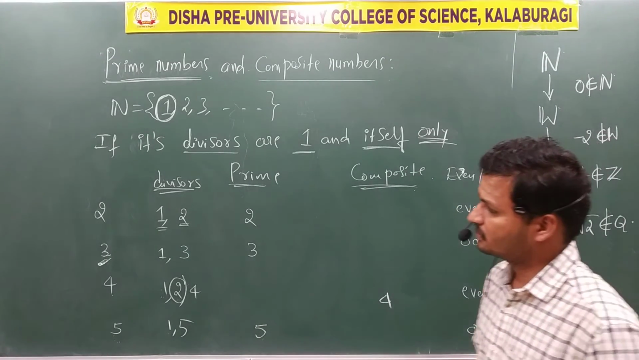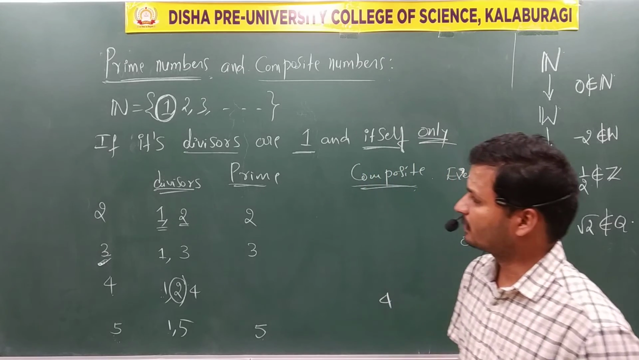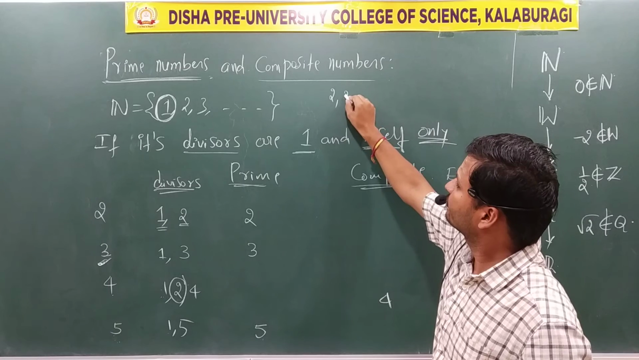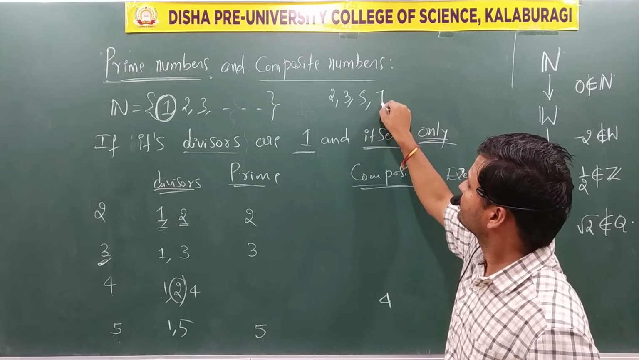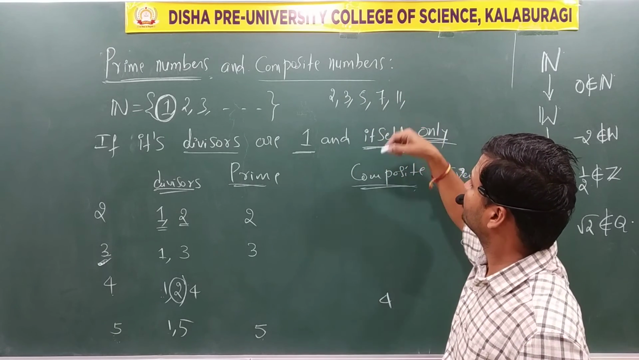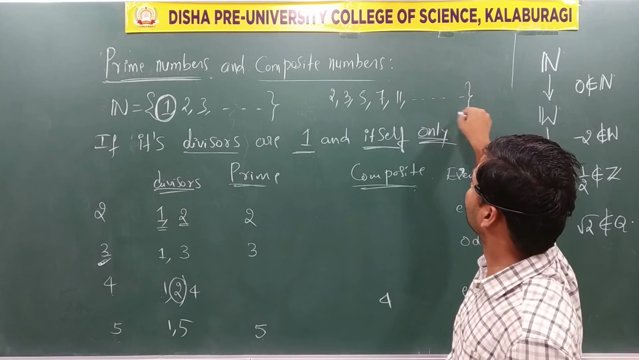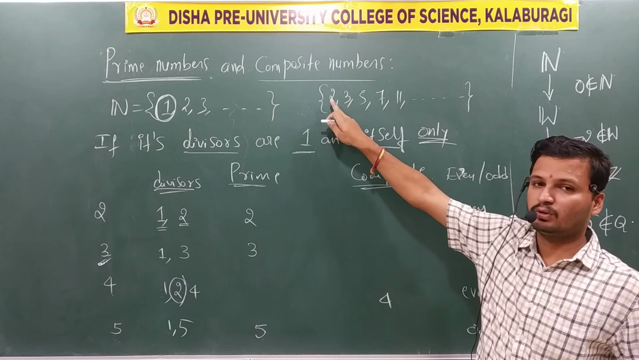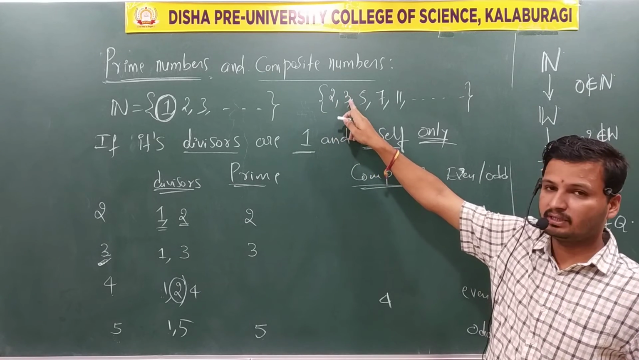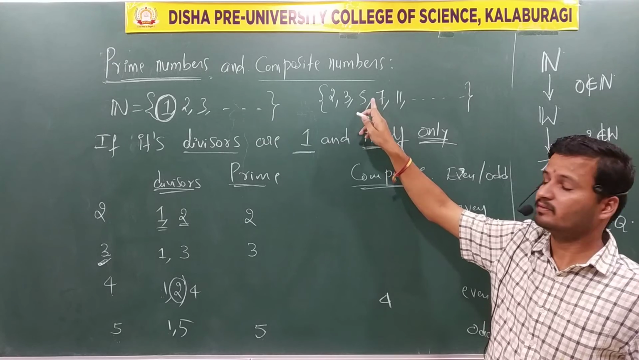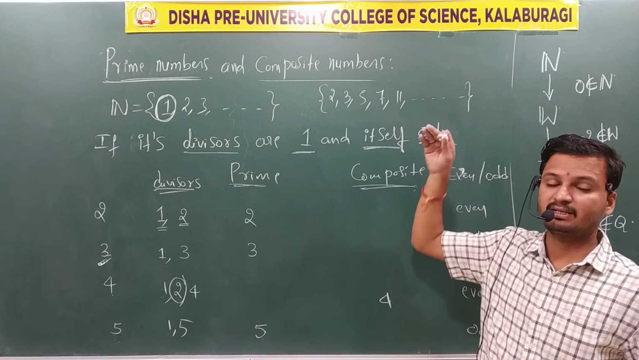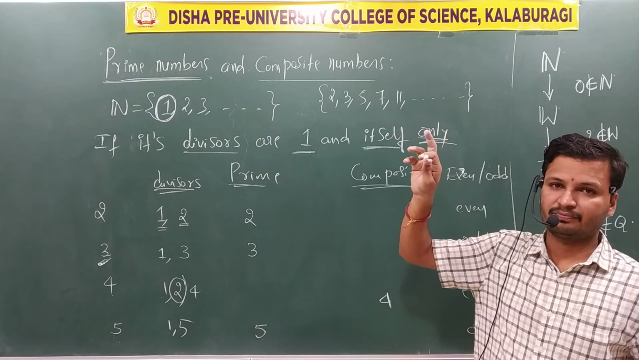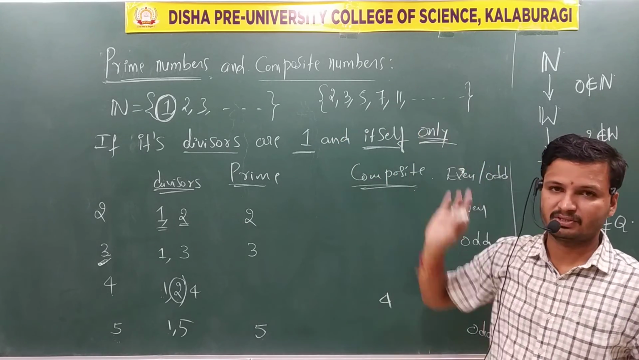Okay. So, observe here. Prime numbers are 2, 3, 5, 7, 11, 13 and so on. These are all prime numbers. The divisors are: 2, only 1 and 2; 3, 1 and 3; 5, 1 and 5; 7, 1 and 7; 11, only 1 and 11. So, these are all prime numbers.